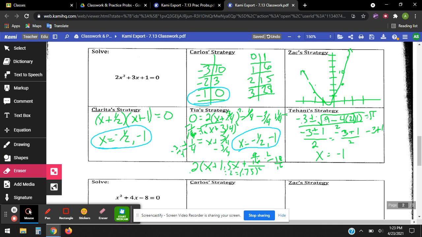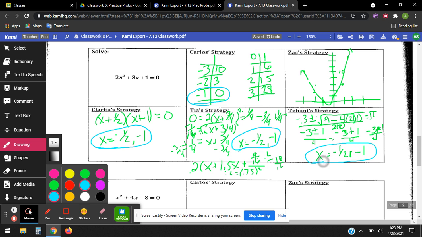2a. Whoops. Let me make sure I see this one right. 2 times a, which is 2. So it's actually divided by 4. All right, there we go. Negative 3 plus 1 is negative 2 over 4, which is negative 1/2. And negative 3 minus 1 divided by 4 is negative 4 over 4, which is negative 1. All right. So many little pieces. I try to go too fast sometimes. All right, next one.